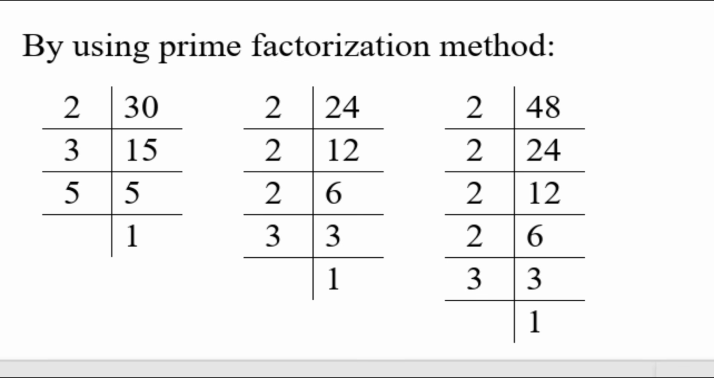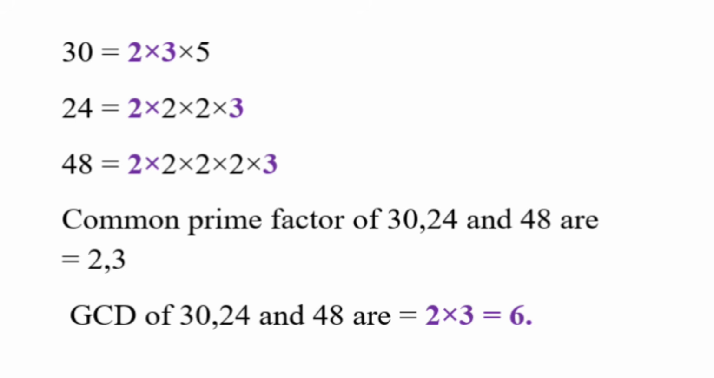Now we will write the factors of 30, 24 and 48 horizontally. So after writing the factors, the common factors are 2 and 3, and the product of them is 6. So the GCD of 30, 24 and 48 is 6. 2 multiplied by 3 is equal to 6.